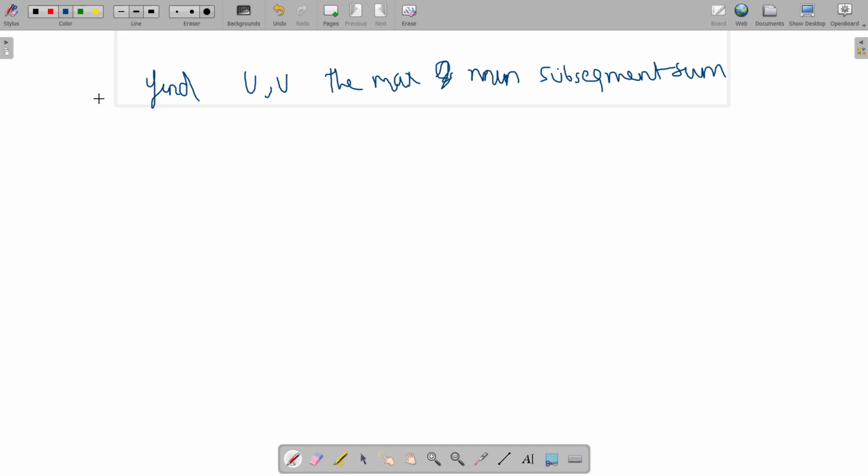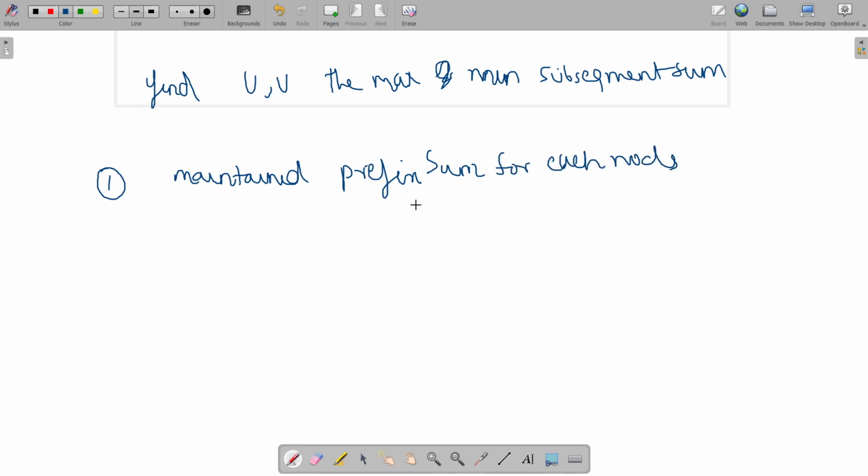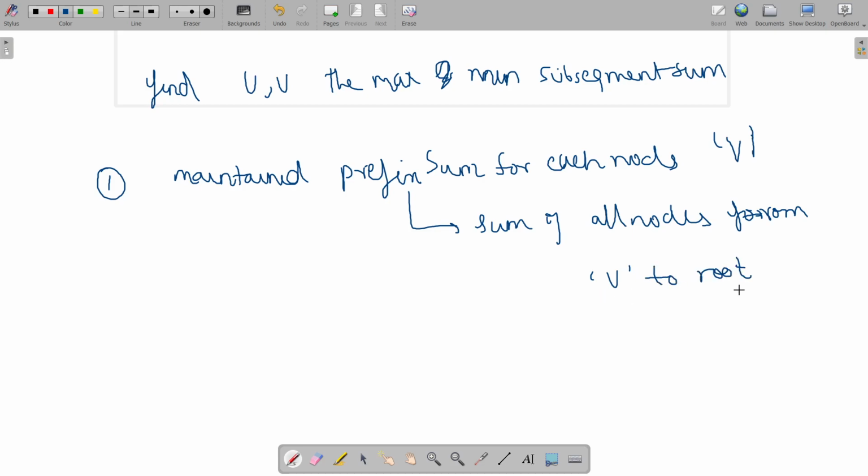I have divided it into two cases. The first case is rather simple. What I have done is maintain something which I've called a prefix sum for each node. What does it store? Suppose we want to find the value of the prefix sum for some node v. I take the sum of all the nodes from v to the root, and I store that.